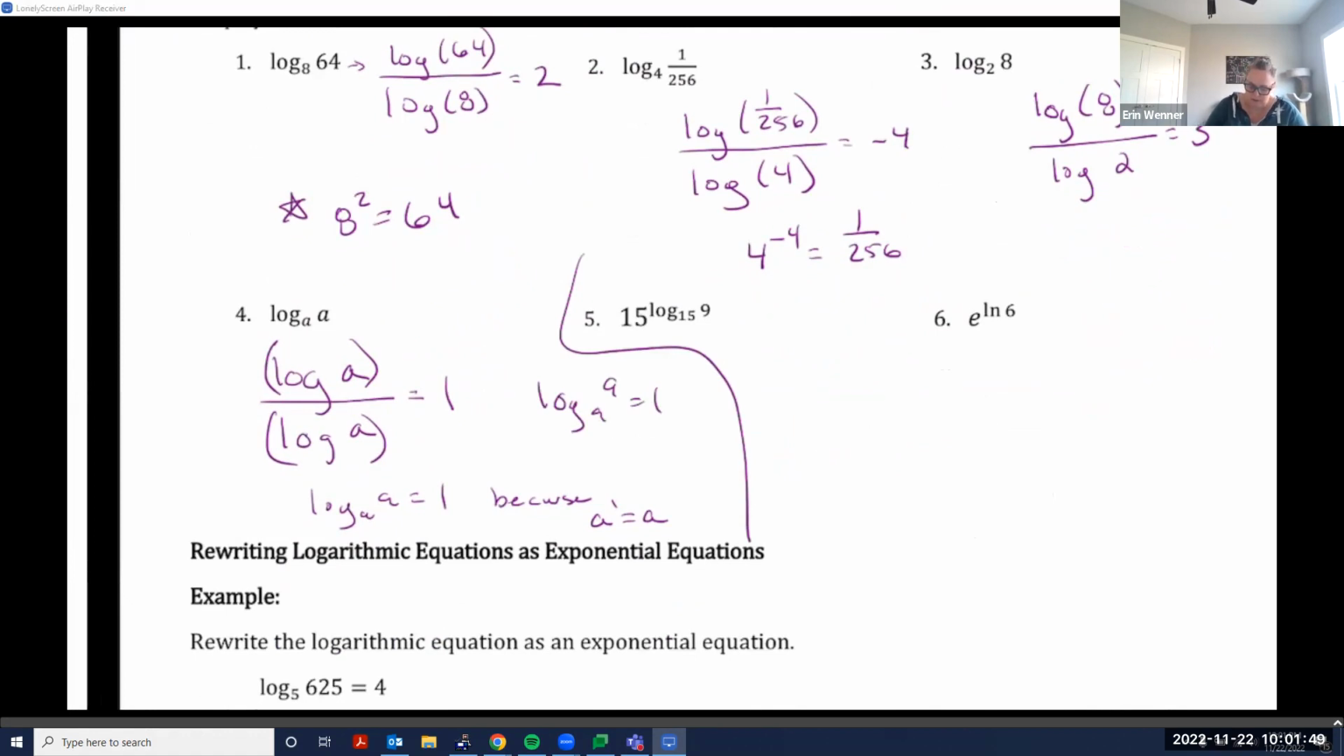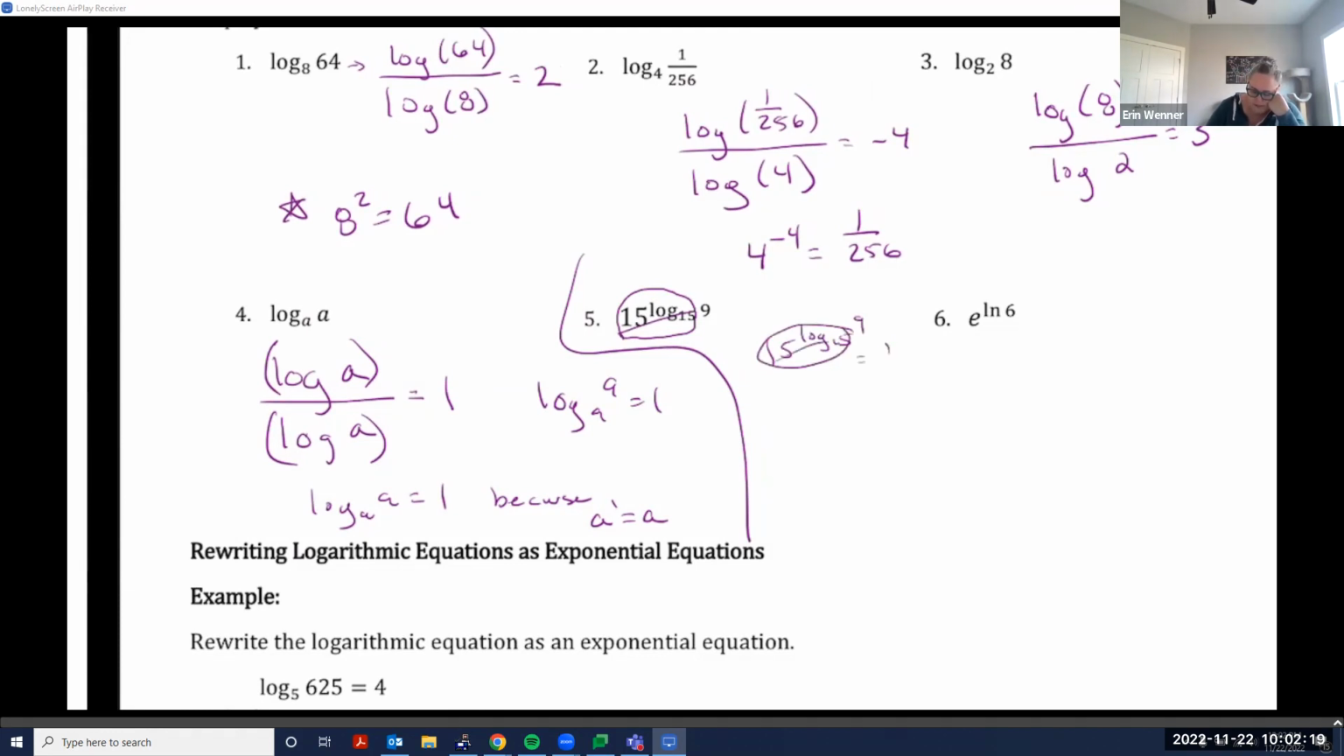The second one, 15 to the log base 15 of 9. When you're taking this and raising it to an exponent that has the same base, see how we've got 15 to the log base 15? Those are going to cancel each other out, and our answer is just going to be 9. So 15 to the log base 15 of 9, again, these cancel each other, and this is just equal to 9.